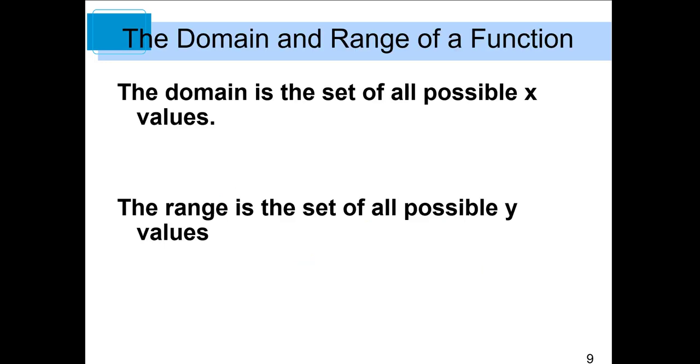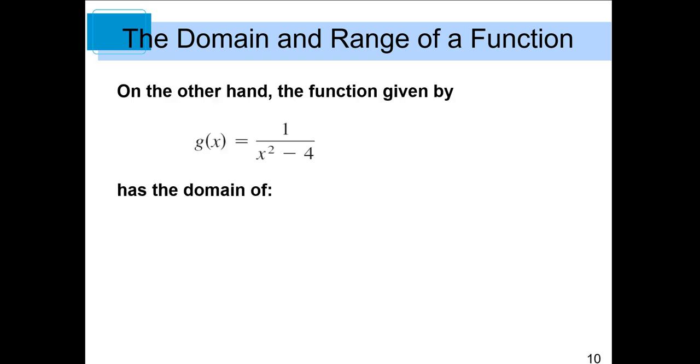Yeah, so domain is a set of all possible x values, range are all possible y values. And let's take a look at this particular function here, g of x equal to 1 over x squared minus 4. So this is what we call a rational function. So the domain is all real numbers except whatever number gives us 0 in the denominator, right? So we set the denominator equal to 0, x squared minus 4 equals 0, and solve for x. So the domain will be all real numbers except those two numbers.